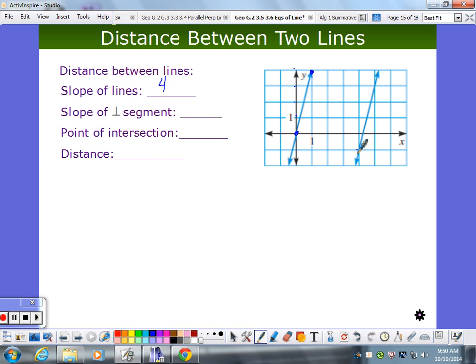Let me just make sure they're parallel. So let me just check. Yeah, they look like 1, 2, 3, 4, 1. So that one also has a slope of 4. So they are parallel lines. So I basically have to find a perpendicular line between them. Now what would the slope of the perpendicular line be?